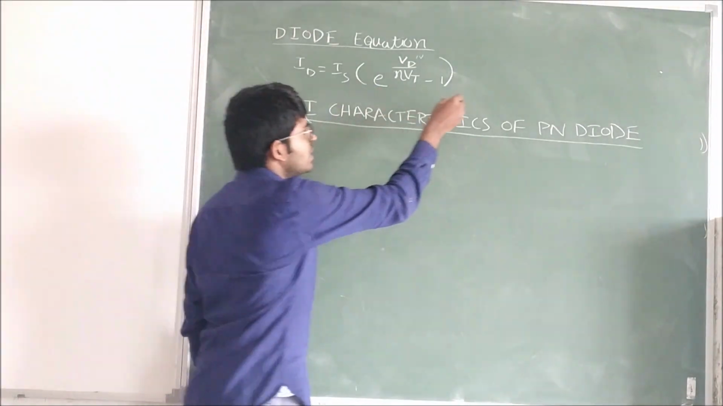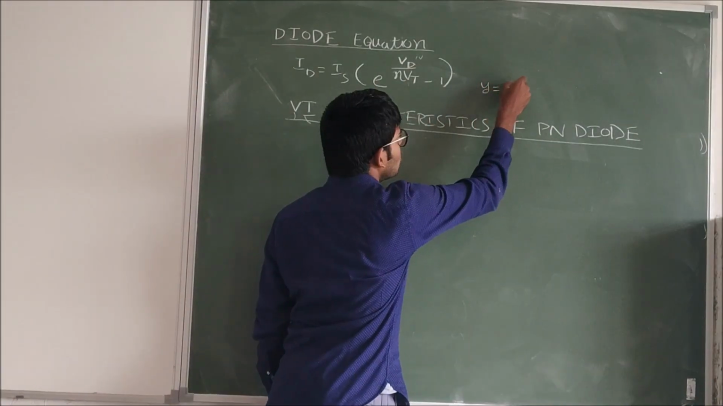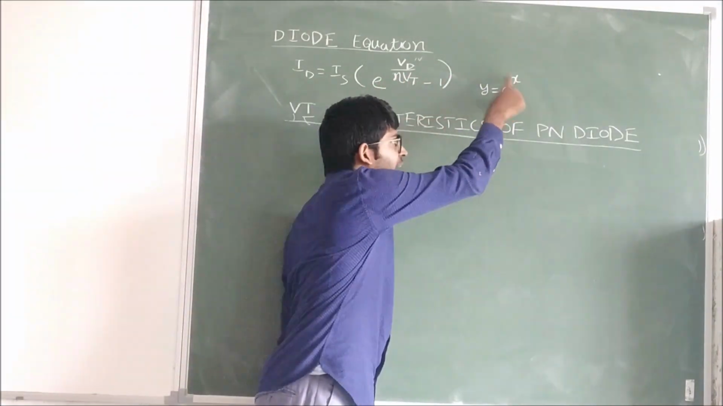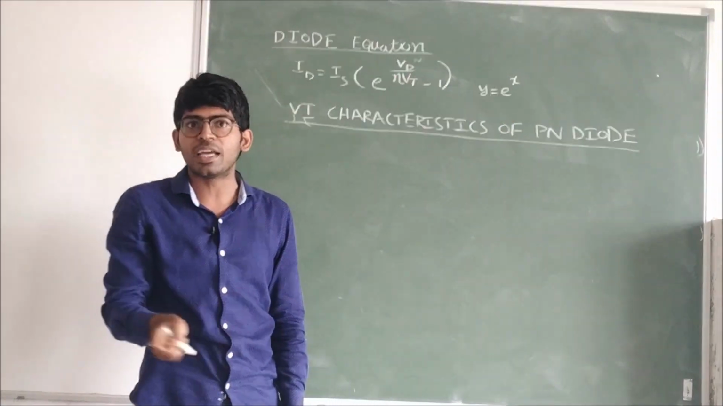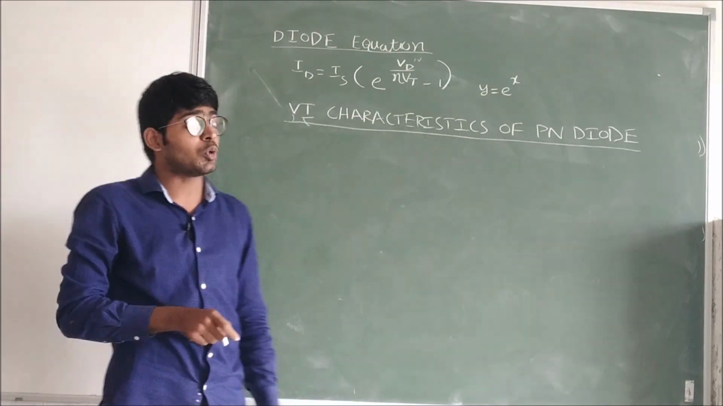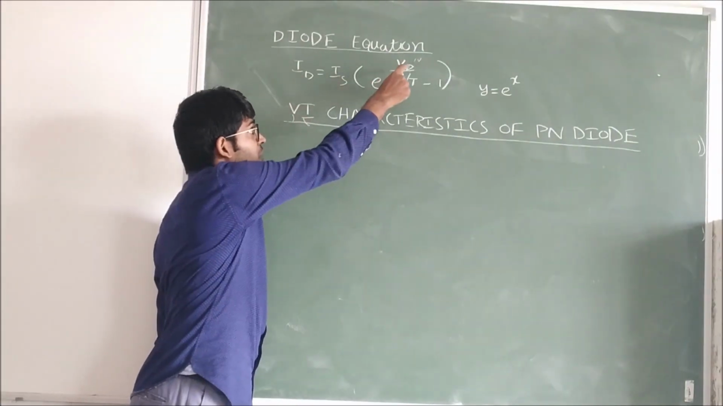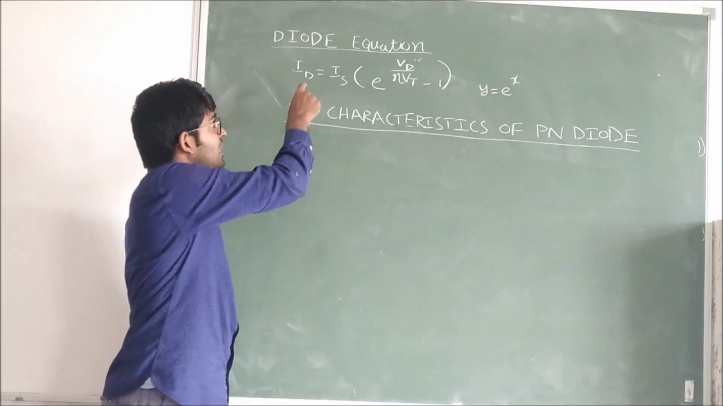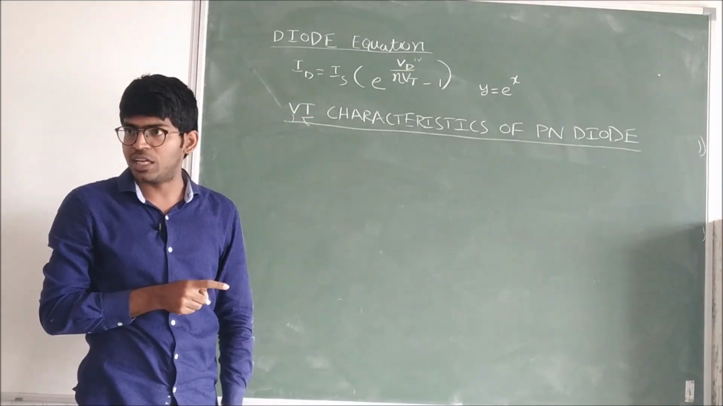So this equation is like y is equal to e to the power x. Whenever we vary x, y varies exponentially. So in this diode, whenever we vary the diode voltage, the current varies exponentially.